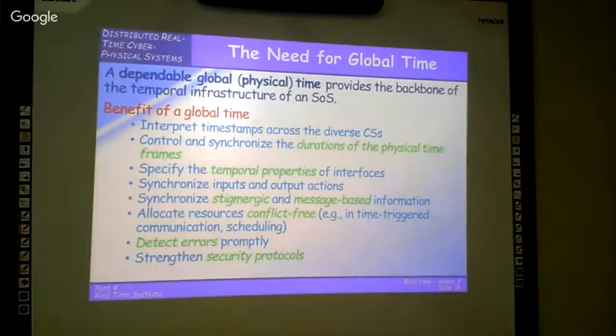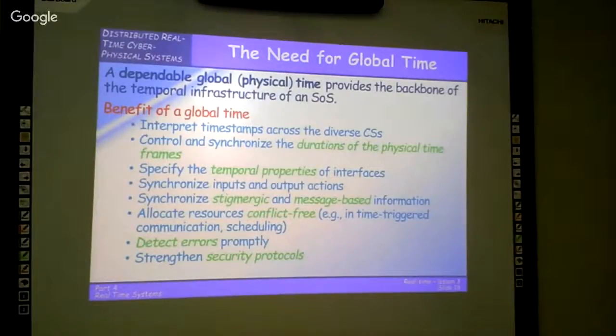Why would we be happy having a global time notion? If I had a dependable global physical time, I would really be using it for the backbone infrastructure of a system of systems. Why? I could correctly interpret all the timestamps across all the diverse constituent systems. Because any timing information would be real timing information, not as before when the timestamp provided by Fatima didn't have any sense if I had only my clock. If I can assume that their clock is sufficiently close to mine, I can use this timing information in proper terms. So I can control and synchronize the duration of physical time frames.